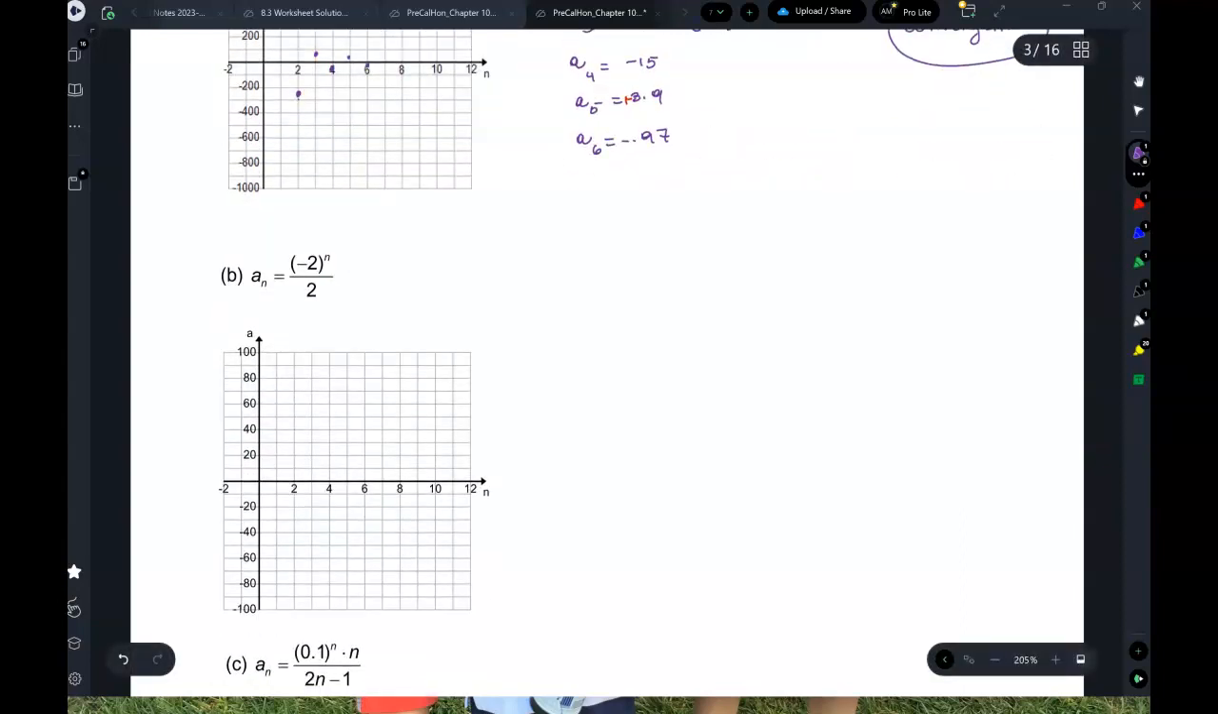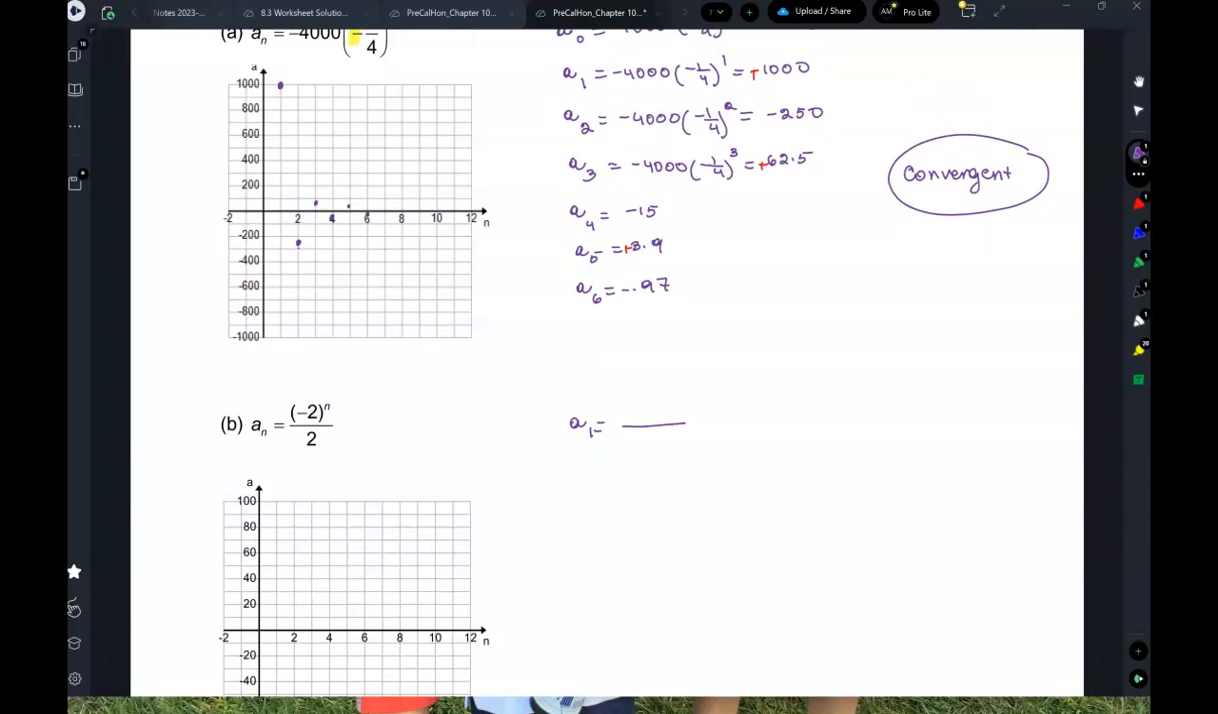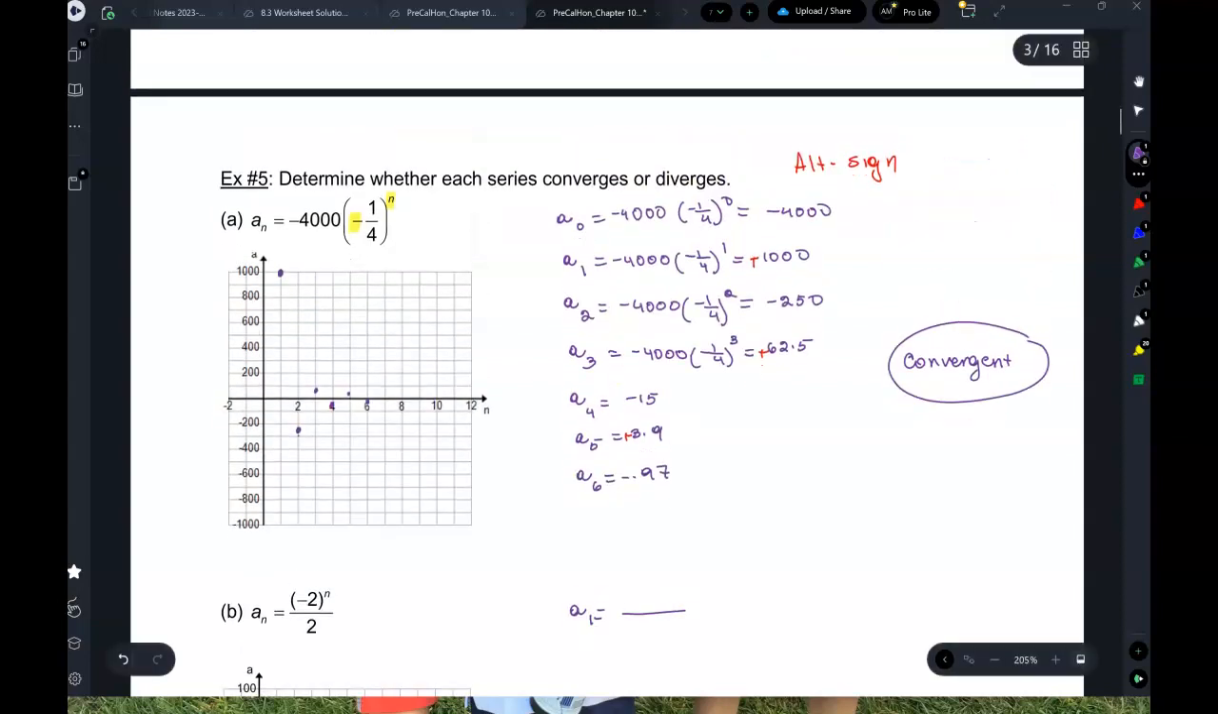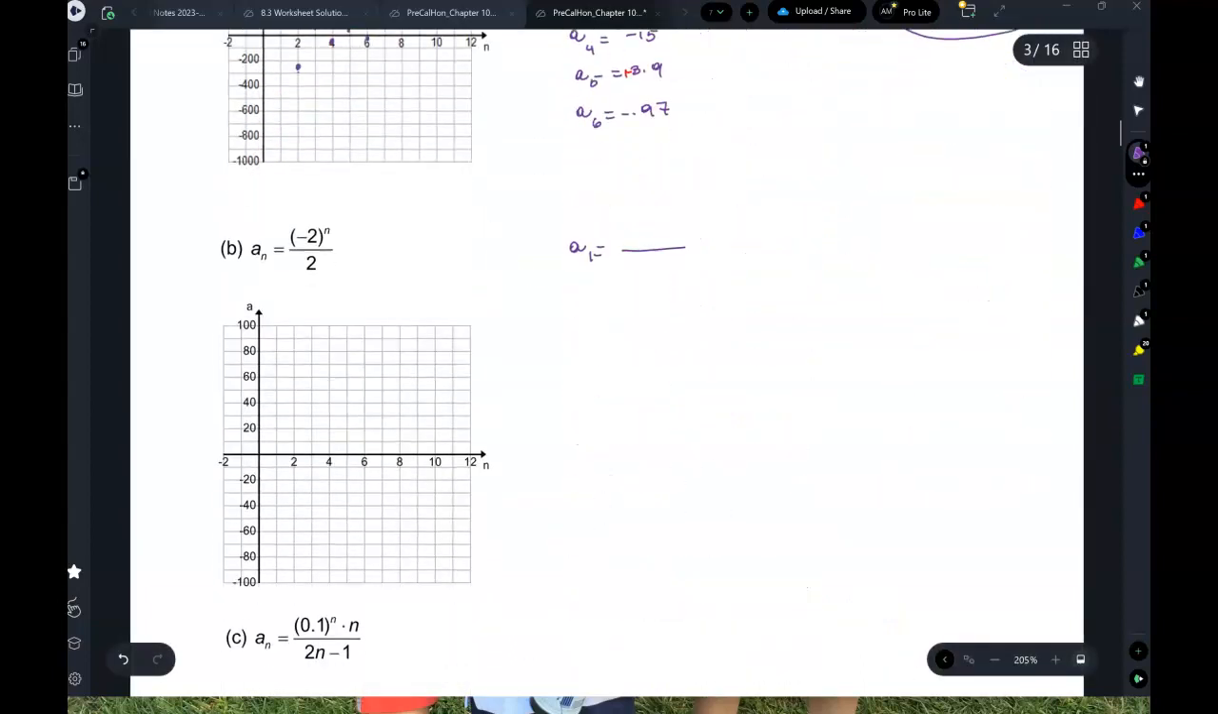Okay. Let's do the next one. So, a sub 1. Yes, but that's not the only definition. In fact, the definition was never alternating sign. The definition was, does it approach a specific value? So that's why I specifically chose that one. Here, it goes up and down like this. It alternates sign, but it's not zeroing in on a specific value. It's just randomly different values. Okay, so take a look at this one. Is this one also going to alternate signs or no?